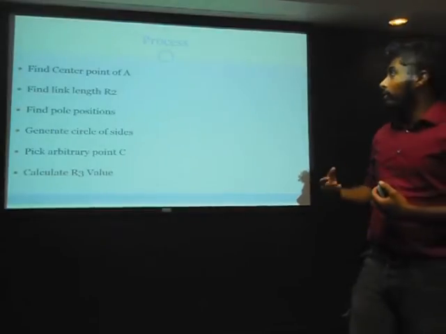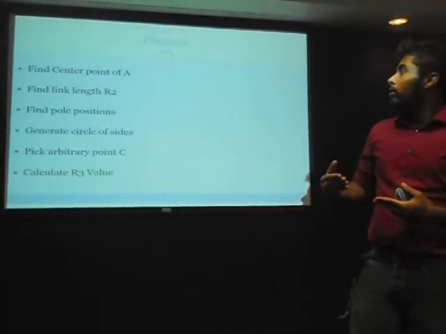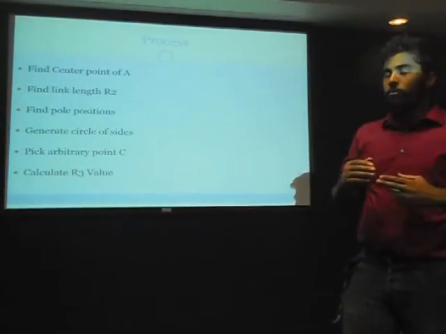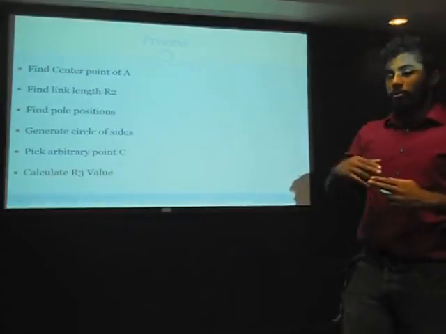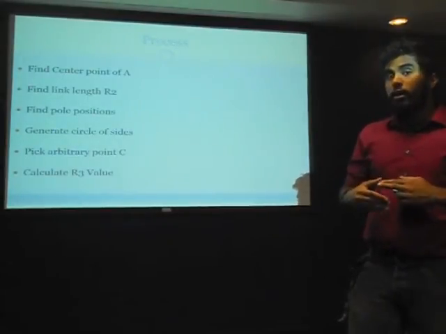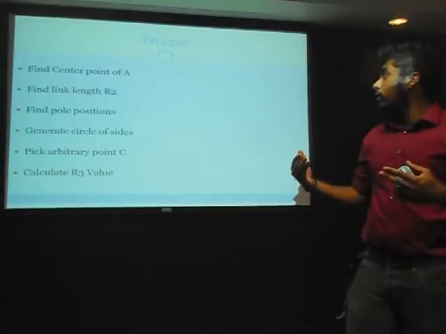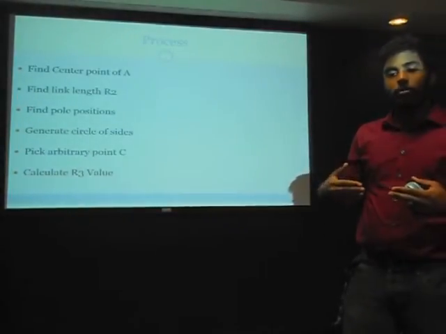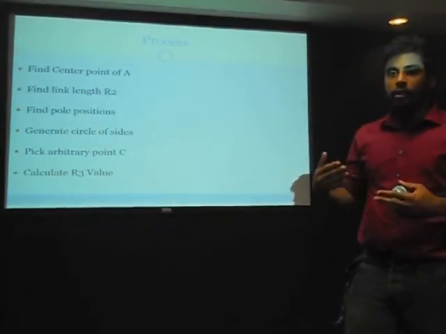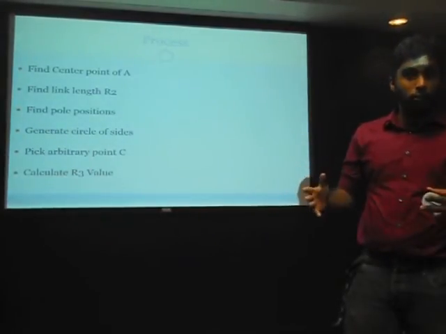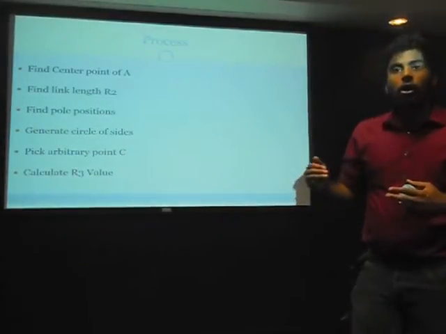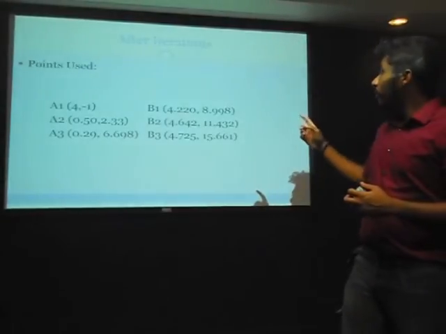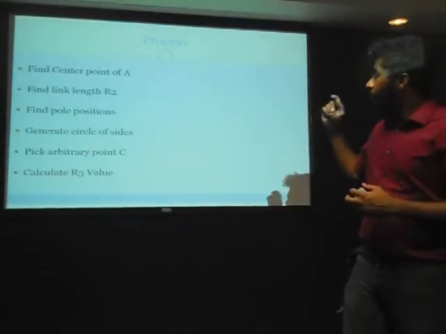So the process we used first was to find the center point of A, go through the link length, and find the link length R2, which would be our crank arm, from position A's, all the position A's, find the pole positions, and from the pole positions find the circle of sides. And when we find the circle of sides, we pick an arbitrary C value and calculate our XC and YC in a different coordinate plane in order to obtain our R3 value. But in order to obtain our R3 values, our C values have to be in line.